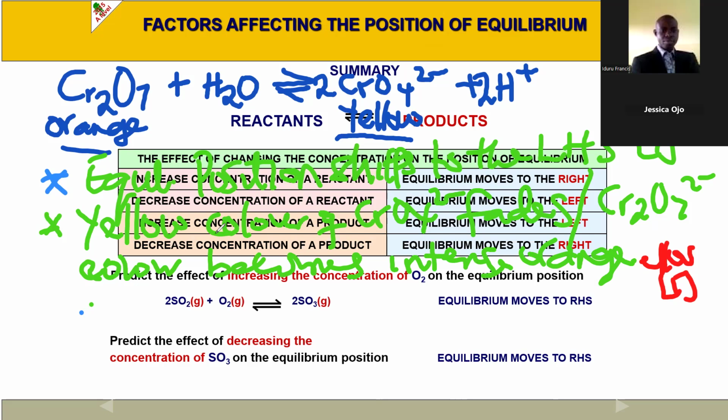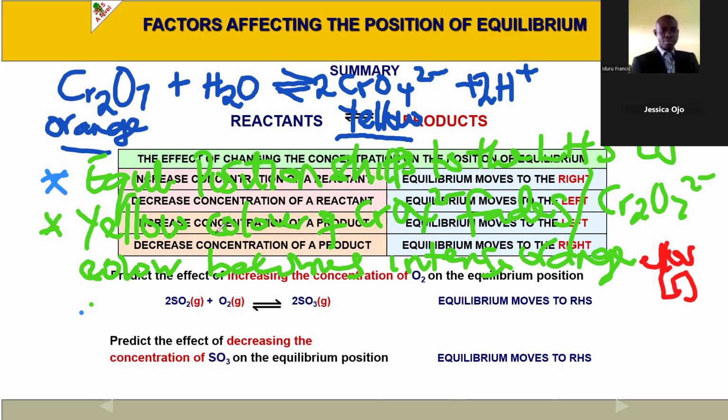Then, since CrO4 2- is reacting with H+, there will be a higher concentration of Cr2O7 2-. That is why the color will become much more intense. So that is that one. You look at it like that. Now, they will not go ahead and test you on this because your AS is always applied.